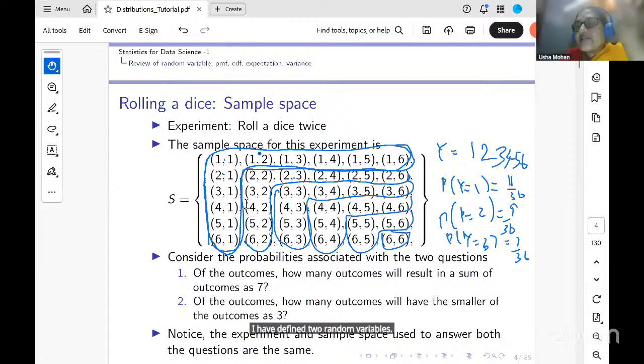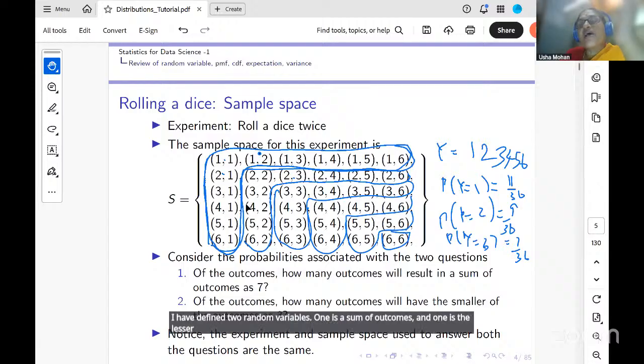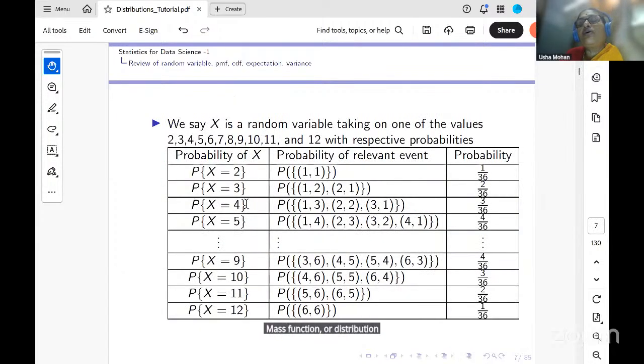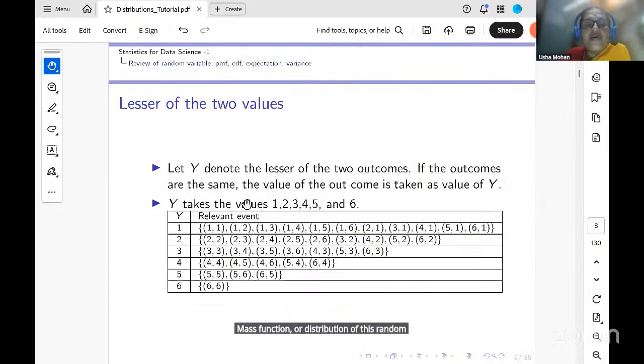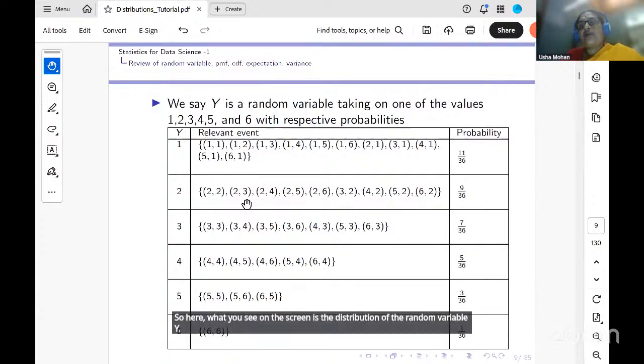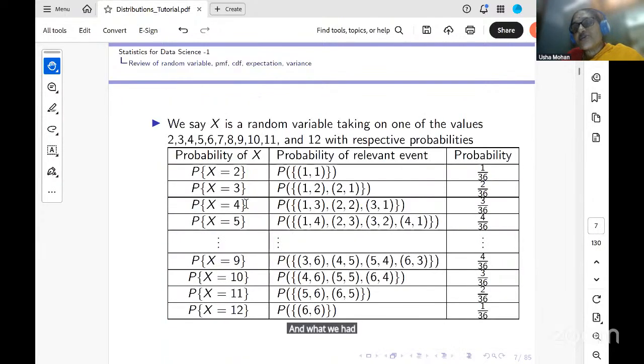variables. One is the sum of outcomes and one is the lesser of the outcomes. And we have got what is called the probability mass function, or distribution, of this random variable. Is this clear? What you see on the screen is the distribution of the random variable y. And what we had earlier is the distribution of the random variable x.